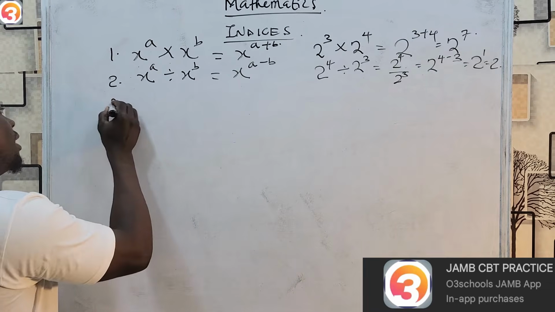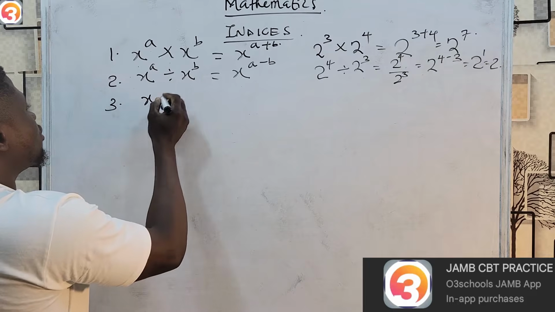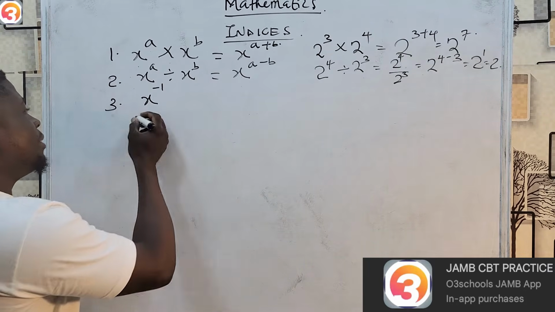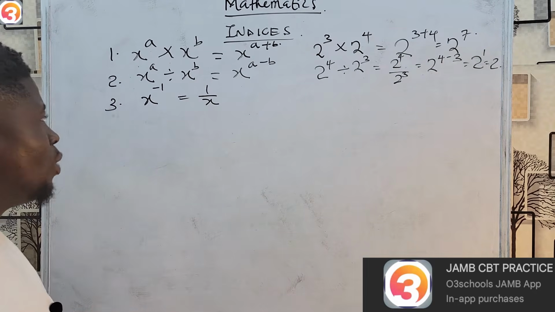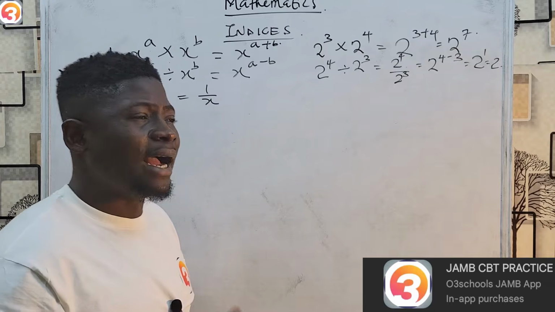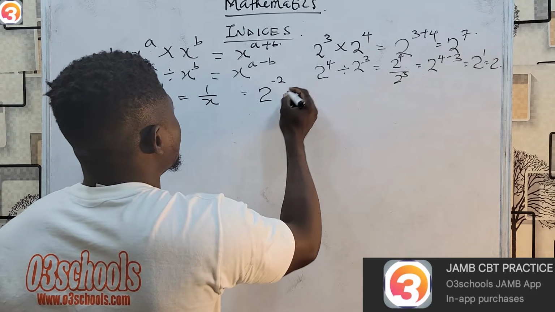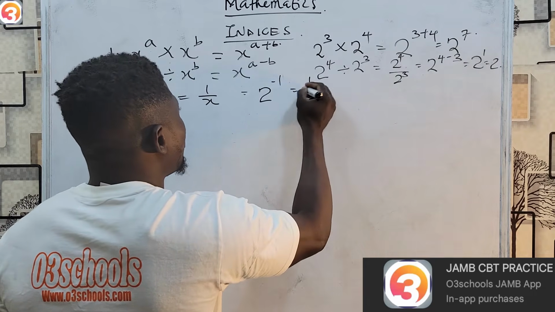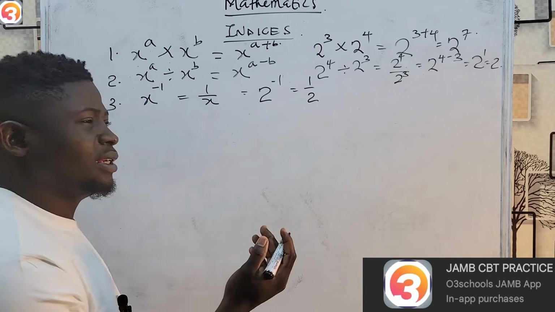So let's go to another law, number 3. What if you have something like x raised to the power minus 1? It means 1 over x. X raised to the power minus 1 means 1 over x. That means 2 raised to the power minus 1 is the same thing as 1 over 2. It means the inverse of whatever we're discussing.